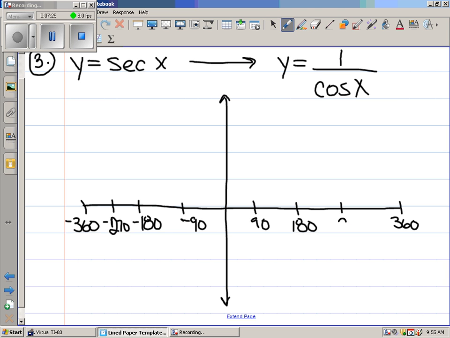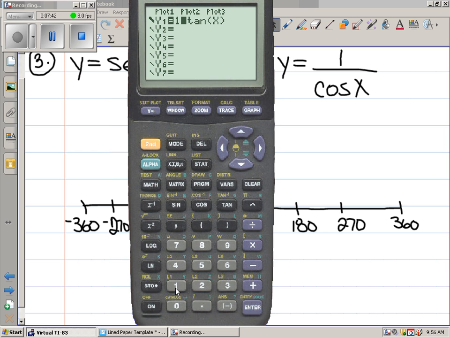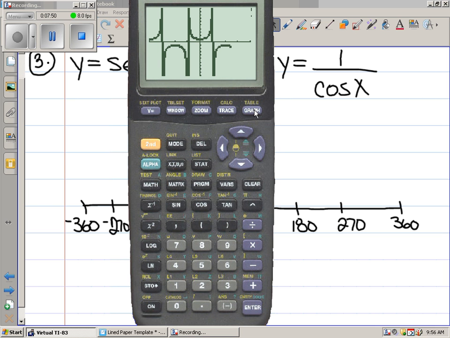Okay, and this one is actually difficult to graph. Very difficult to graph. Let me show you why. The secant is very much related to the cosine graph. Let's take a look at the picture of it before we try and put it in. It's 1 divided by the cosine of x. Somebody in period 1 said it looks like two people holding hands.